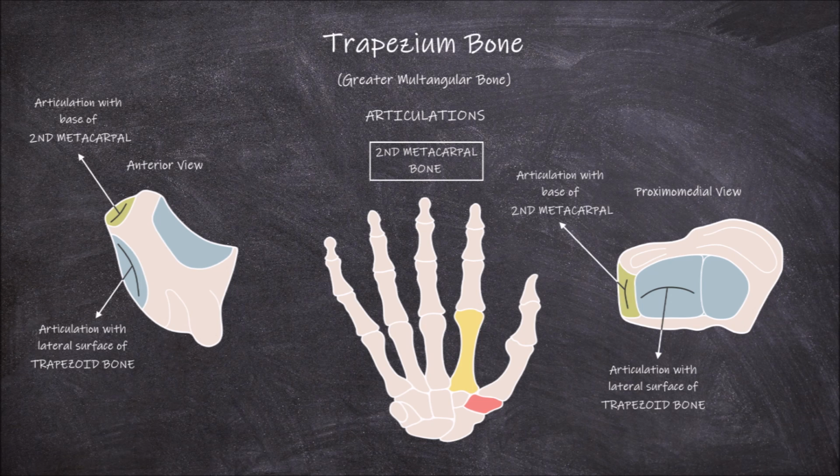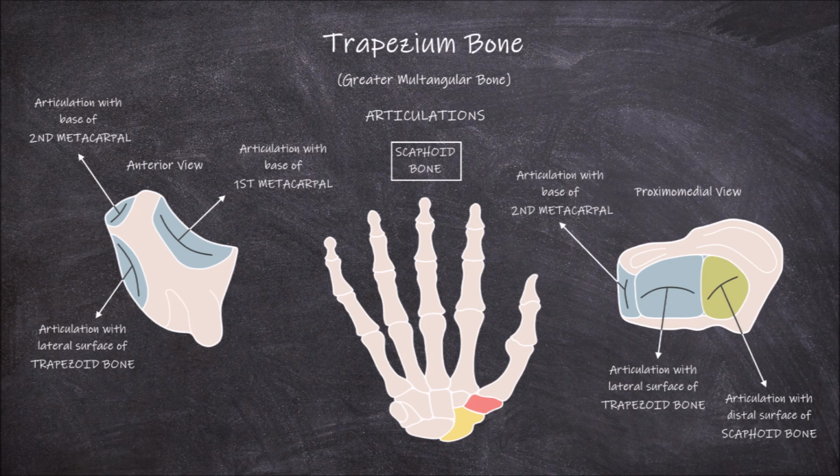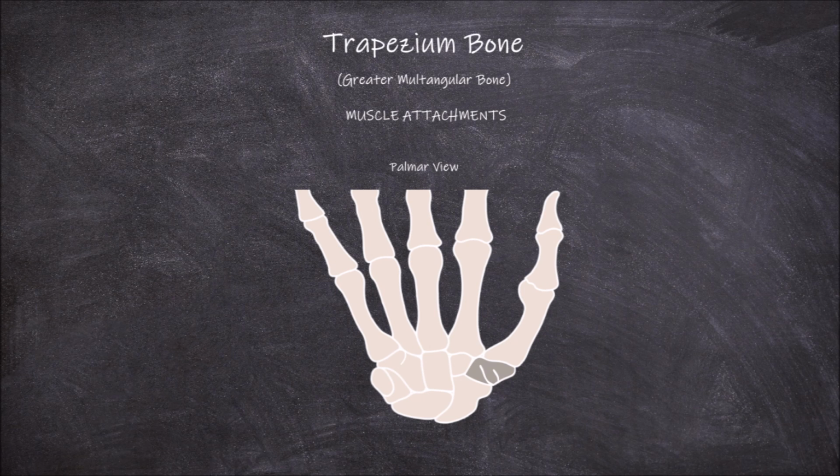The third articulation is with the first metacarpal bone. The facet on the distal surface of the trapezium bone articulates with the base of the first metacarpal bone. The fourth and final articulation is with the scaphoid bone. The facet on the proximal surface of the trapezium bone articulates with the facet on the distal surface of the scaphoid bone. What about the muscles that attach to this bone?